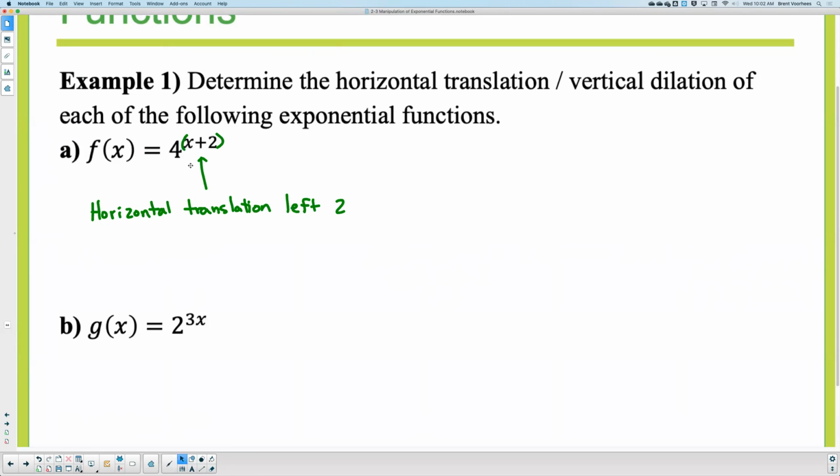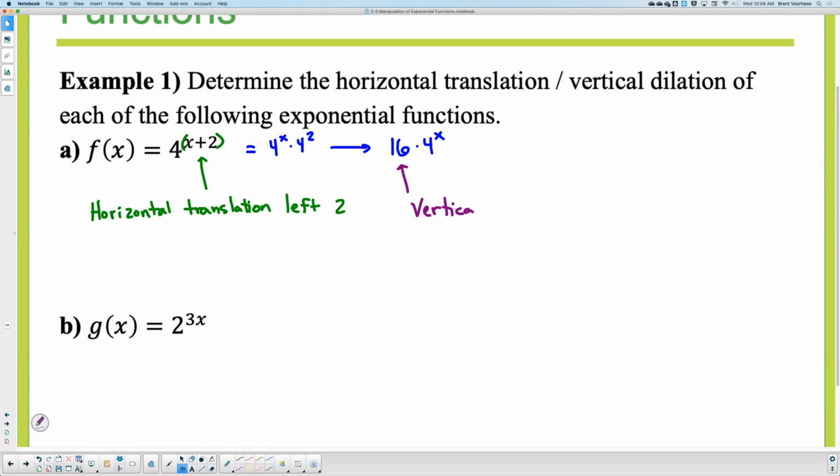Now what I want to do is also write this in a corresponding form. How else could we write this equation? We could write this equation as 4 to the x times 4 to the power 2, which is the same thing as 4 to the x times 16. I'm going to put the 4 squared first. What is 4 squared? 16. Which is the same thing as 16 times 4 to the power of x. Now it's not a horizontal translation anymore. Now we'd say that is a vertical dilation.